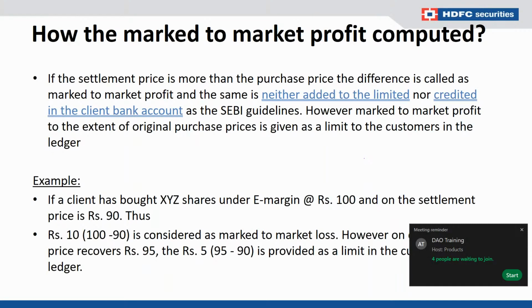If the stock price has gone down to an extent of the original buying price, if there's a profit, then the customer's bank account is also credited. So we credit the bank accounts of investors if the price of the stock goes down to the extent of the purchase price. However, if the price goes above the purchase price, it is neither added to the limit nor credited in the client's bank account. This is as per SEBI guidelines. However, this will be credited once the positions are squared off.